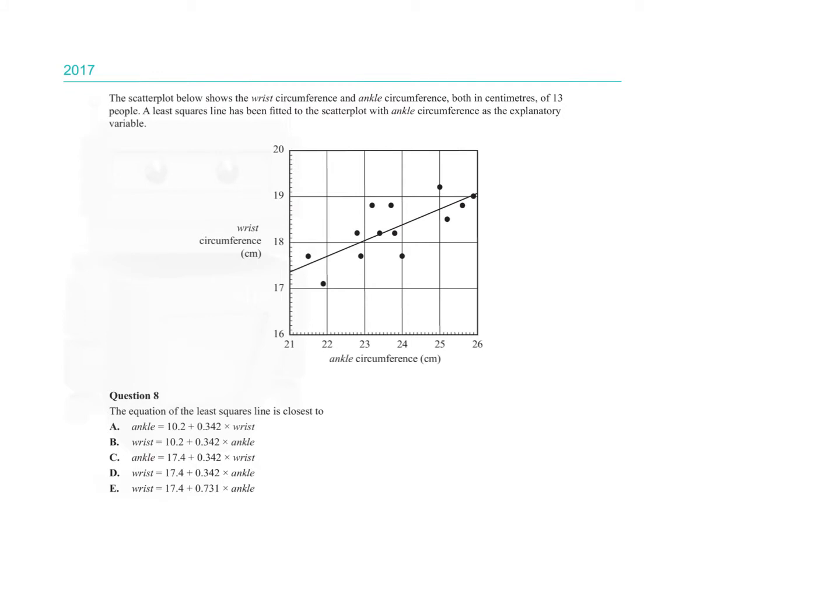Alright, so the scatter plot below shows wrist circumference and ankle circumference of 13 people, and they told you the explanatory is ankle. We can see that anyway. Now, they said the equation for this line is, so they want you to get the equation of that line. We did this in class, where we said to get an equation of a line, you need to use 2 points. So I'm going to pick 2 points that the line is going through.